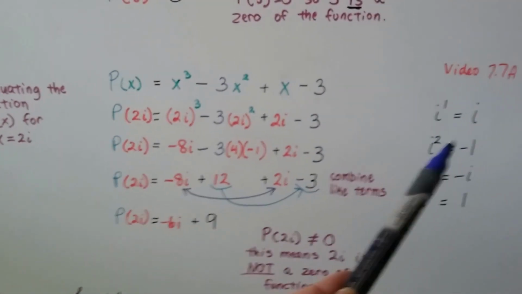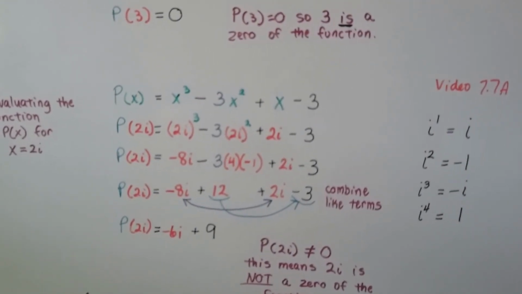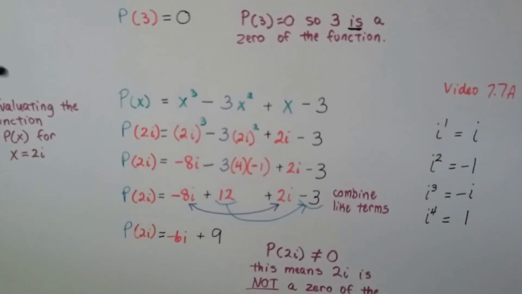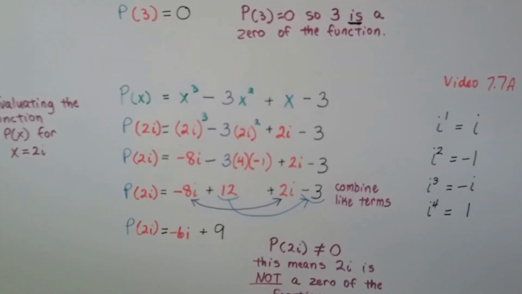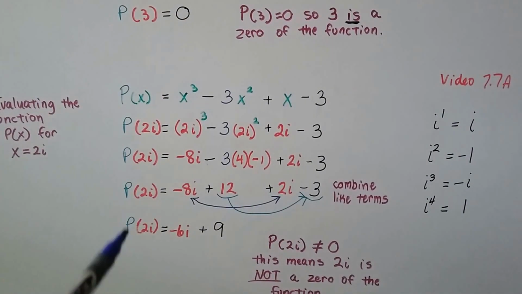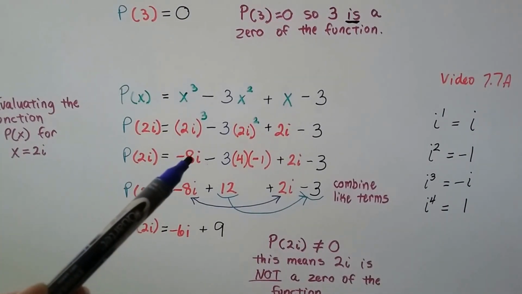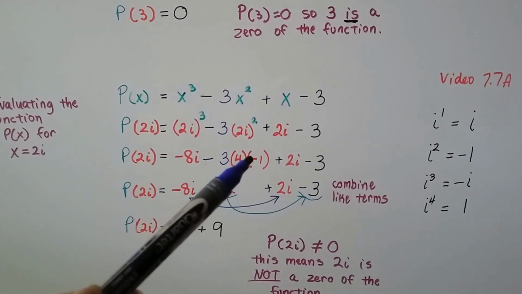So remember, those are our values for i, okay? So now we're evaluating this function p of x for x equals 2i. So everywhere there's an x, we're going to put a 2i. So x to the third, we have 2i to the third. That's going to give us a negative 8i. We've got 2i squared. Well, that's a 4 times a negative 1.